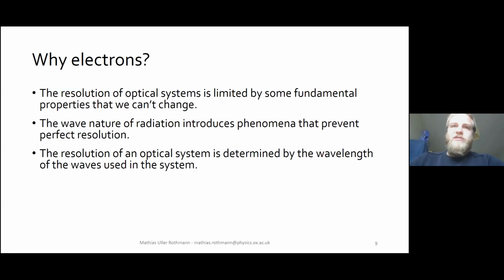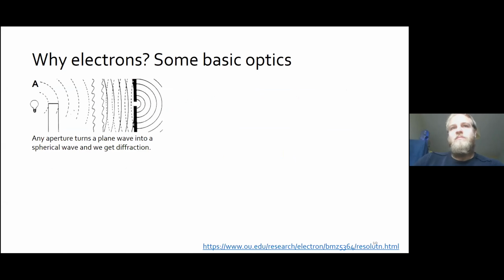So why do we want to use electrons in the first place? Well, optical systems have limitations on their resolution due to the wave nature of radiation. When photons come out, they behave as waves, and the wavelength of the waves that you use to look at things with determines the resolution that you have in an optical system. So I'm going to do some really basic optics. I apologize if everybody knows this, but I think it's good that we all know what we're talking about.